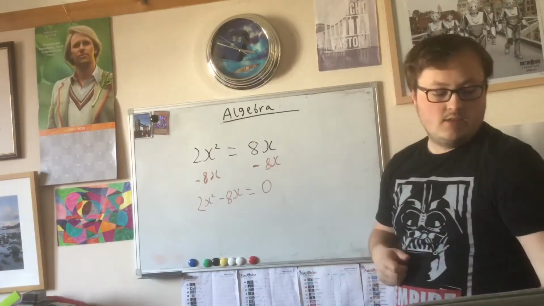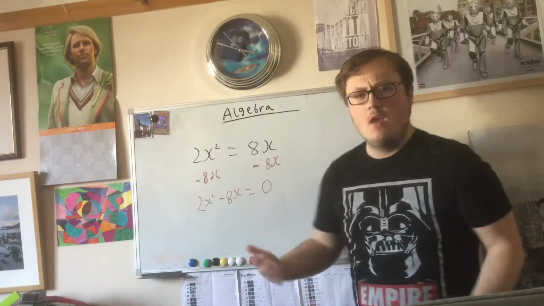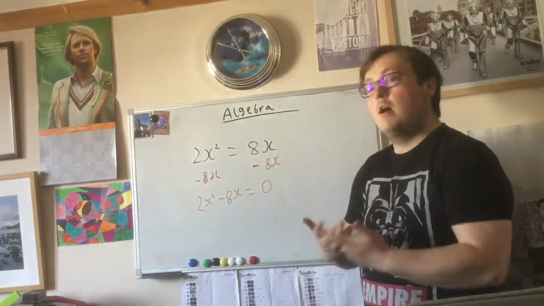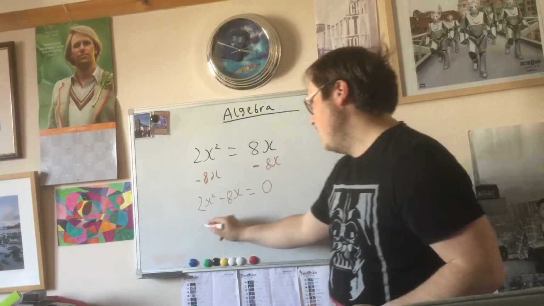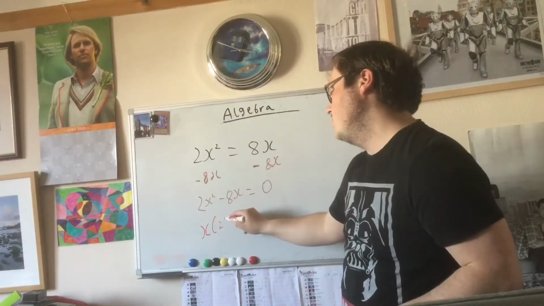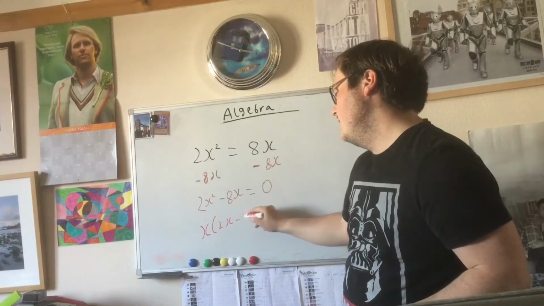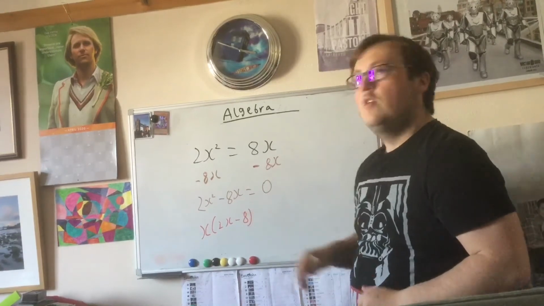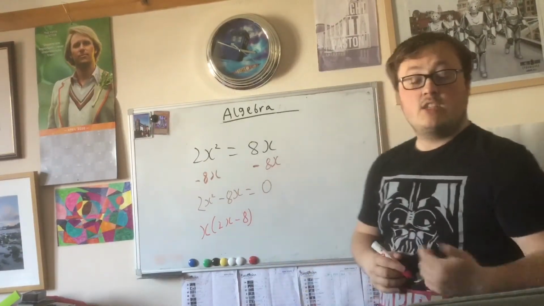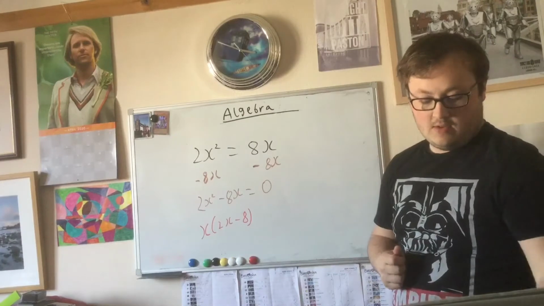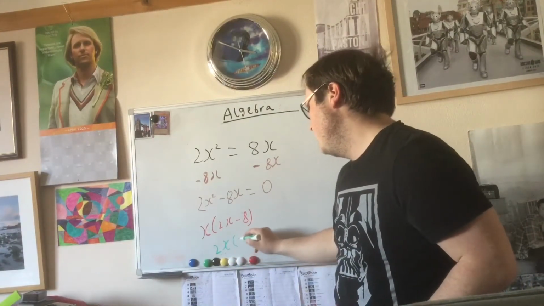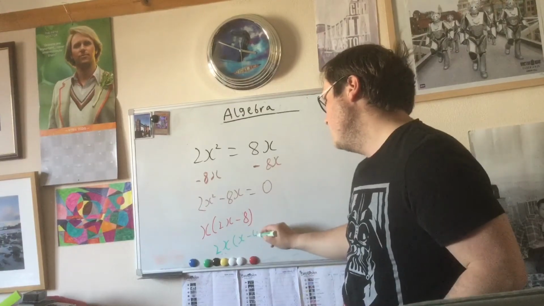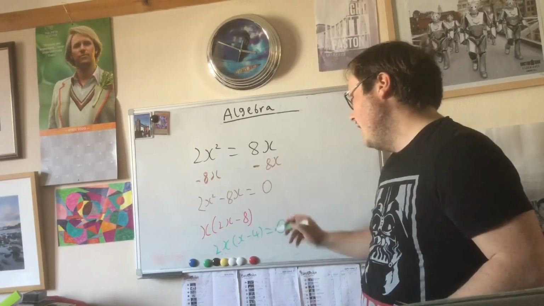By factorising. We then take what they both have in common. So what does 2x squared minus 8x have in common? They both have x's. So we take the x out, so that becomes x, that becomes 2x, and that is minus 8. We can then see that the 2x minus 8 can also have a 2 taken out of it. So we do that as well. So that becomes 2x. Then inside the brackets is x minus 4. And that will all equal 0.